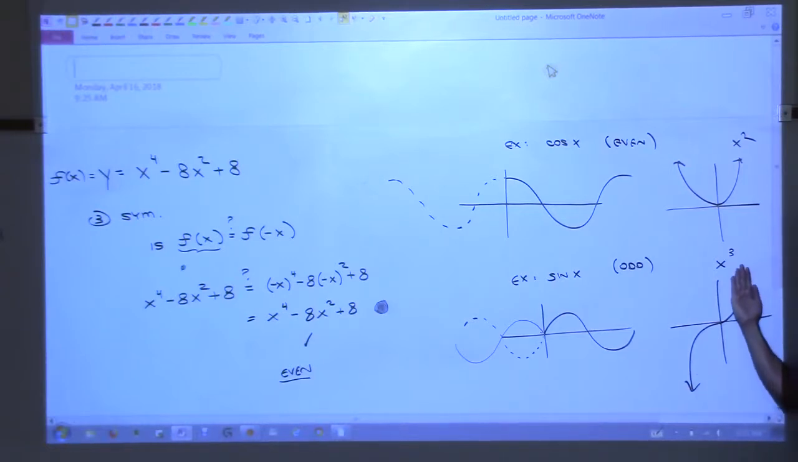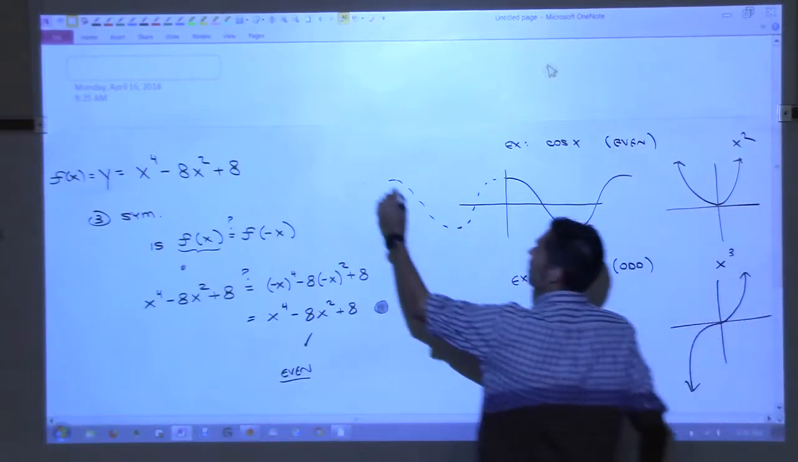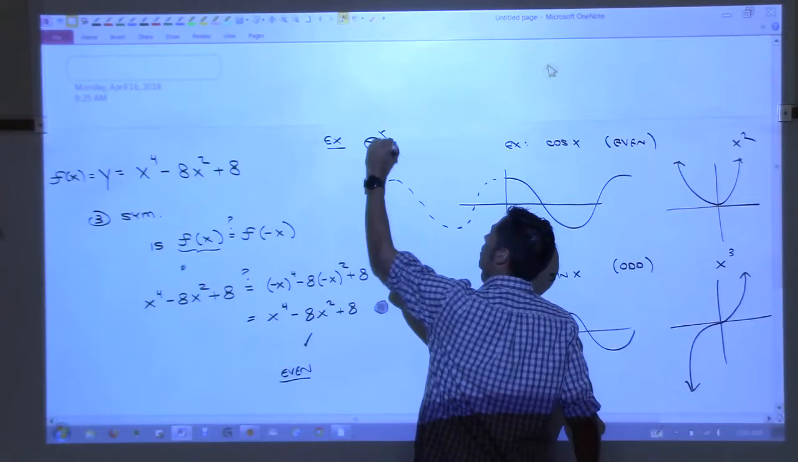So if you take this piece and flip it, and then flip it down, it lands on top of itself. You could also do this piece this way and then up, and it would land on itself. All right, an example of neither, okay? An example of neither one would be like e to the x.